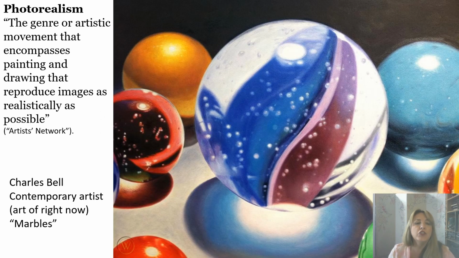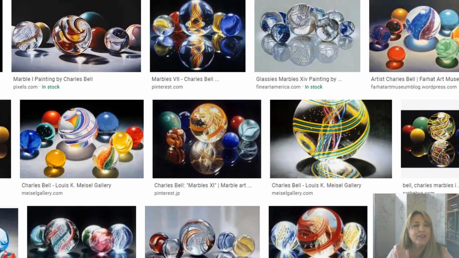Photorealism, the genre or artistic movement that encompasses painting and drawing that reproduce images as realistically as possible. And this is a painting by Charles Bell, and it is marbles. And he did a number of them. He was preoccupied with marbles. And so I'm going to show you several examples. It's a screenshot of several of his works. And so you can get an idea of just how remarkably photorealistic he did indeed paint.